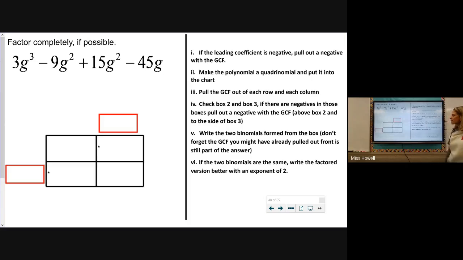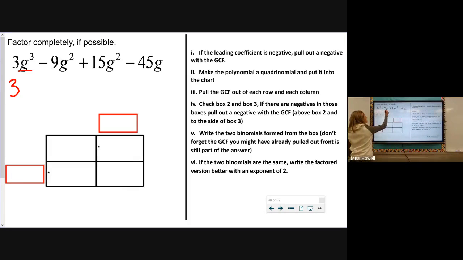3g to the third minus 9g squared plus 15g squared minus 45. All right, we want to start with our greatest common factor if there is one. 3, 9, 15, 45 can all be divided perfectly by 3. So it's a number they share, so we pull that out.